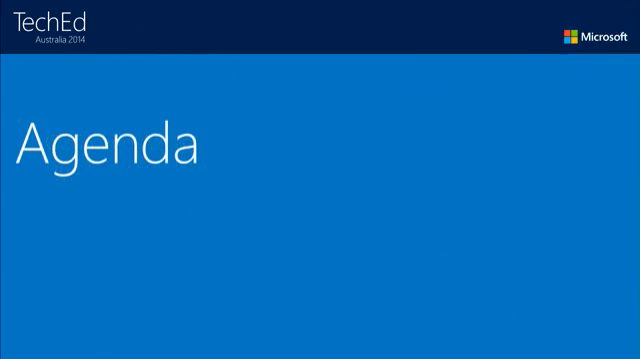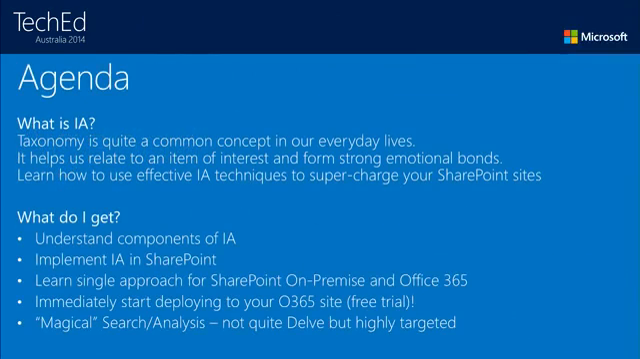So the agenda for today is about introducing you to information architecture. Some of you may already know what it is, and how it enables you to form strong emotional bonds. What are the components that make up IA, just generally speaking. After this session, you'll be able to understand the basic components of IA, the components in SharePoint that relate to IA, and you'll be able to translate an abstract IA model into SharePoint. Learn about a single approach to deploying the information architecture into both SharePoint and Office 365, which is sorely needed.